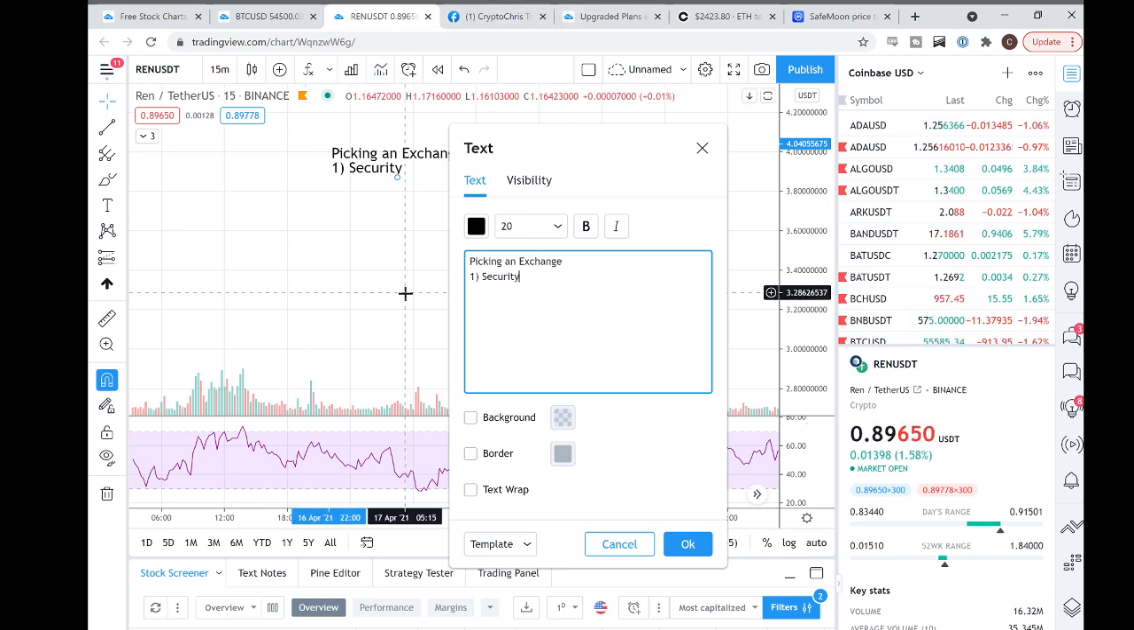A lot of these exchanges are not regulated, and a lot of exchanges tend to just disappear overnight. Well, if you have your money on an exchange and it disappears overnight, your money is gone. There is no recourse. You are screwed. So you need to make sure that you do a lot of research on the security of that exchange.